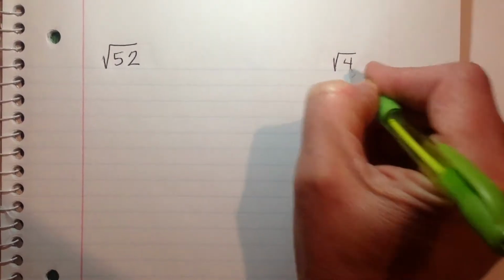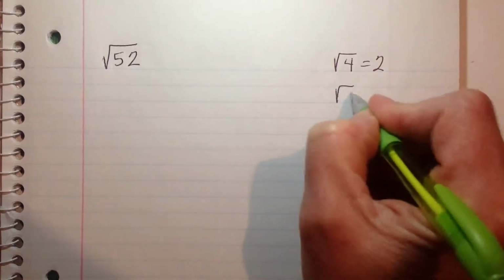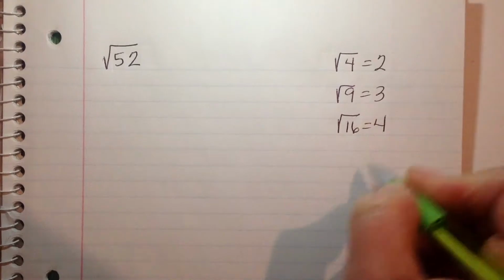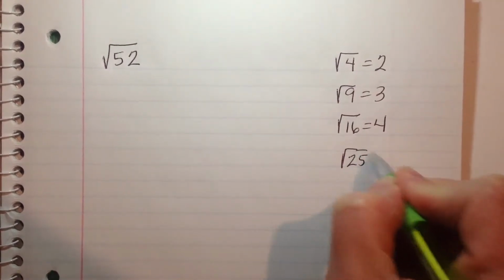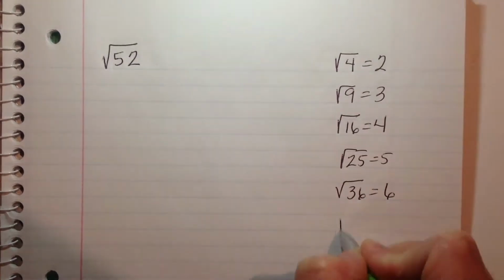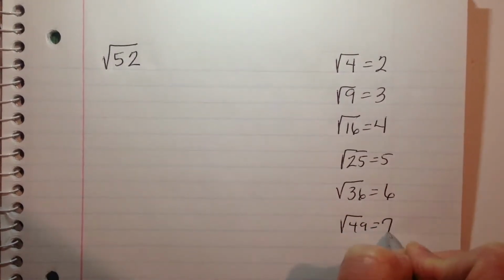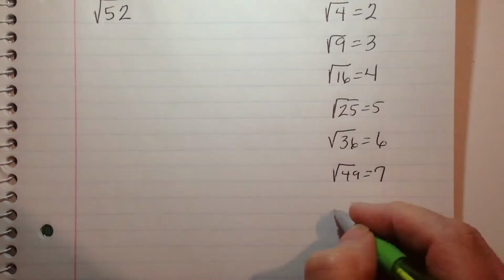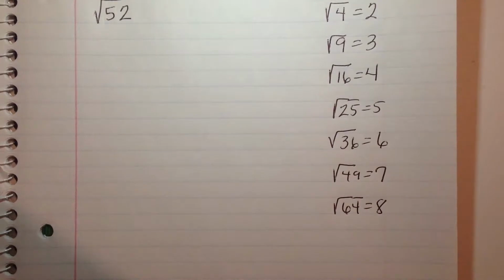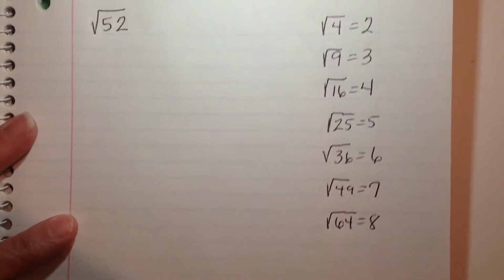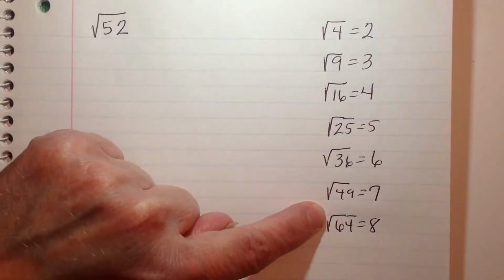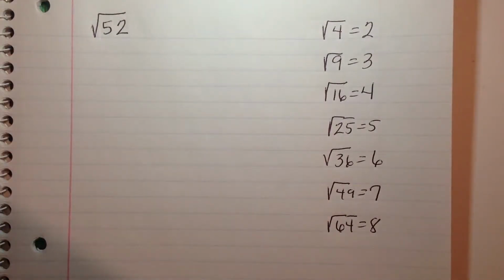Recall that the square root of 4 is 2. The square root of 9 is 3. The square root of 16 is 4. The square root of 25 is 5. The square root of 36 is 6. The square root of 49 is 7. And we continue on with the square root of 64 is 8. And this list goes on and on. But in trying to take the square root of 52, we see that the square root of 52 has been skipped. It is not a perfect square.